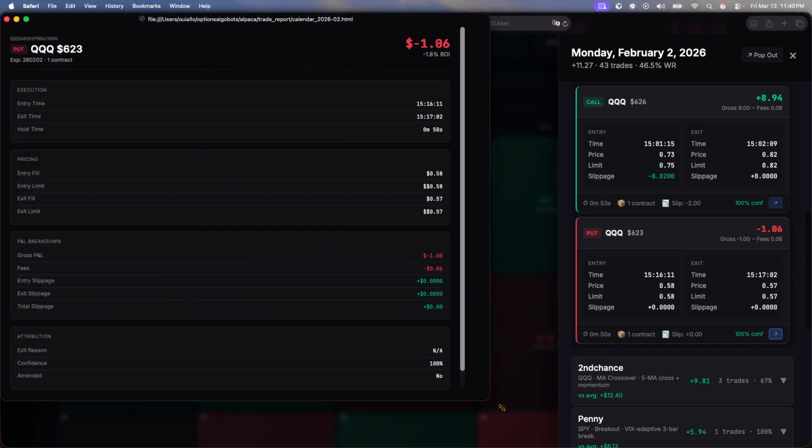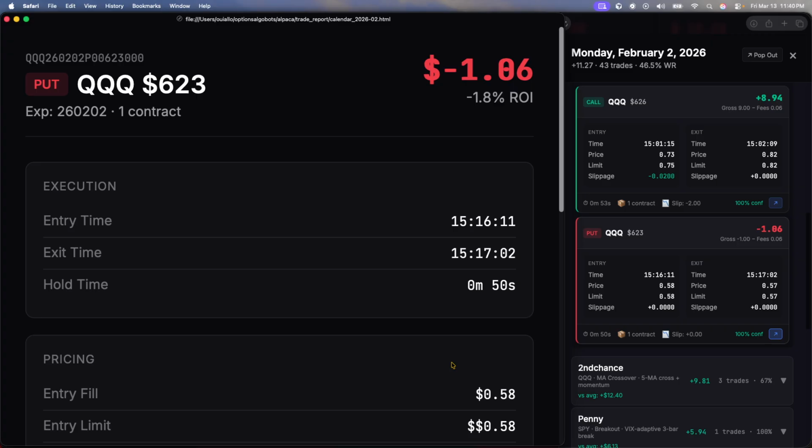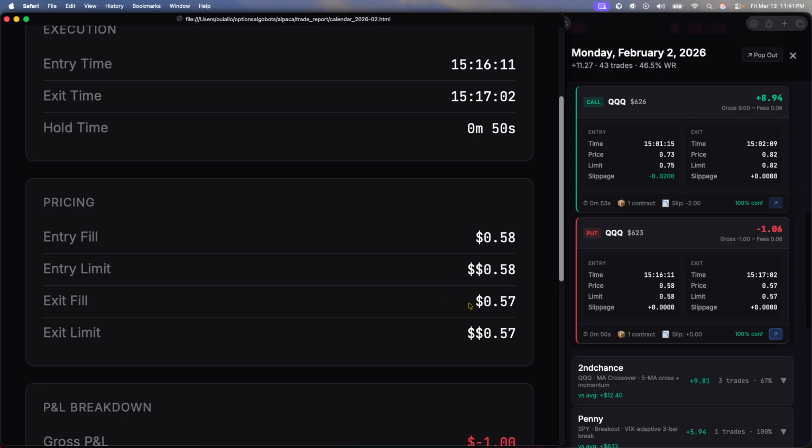This bot did lose us a couple of trades. The bot got into a trade at 10:16 and was in the trade for 15 seconds. Let's break this down. It was a put. So it was bullish on the bearish, I keep getting that wrong. It was bearish on the market. It thought QQQ was going to go down to the 623 level, so it bought a put contract for $58, and then we got out at 57.